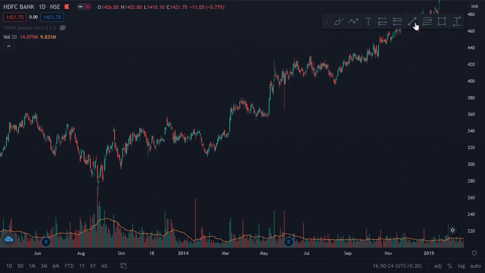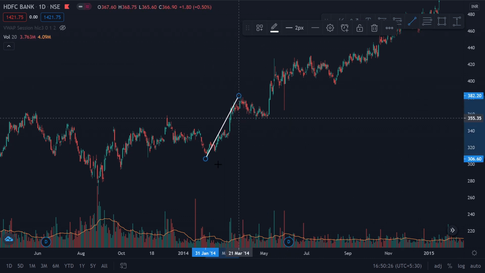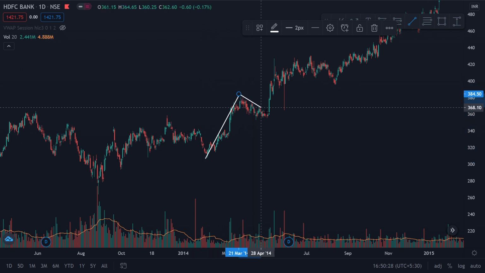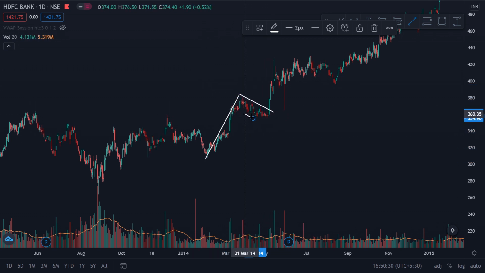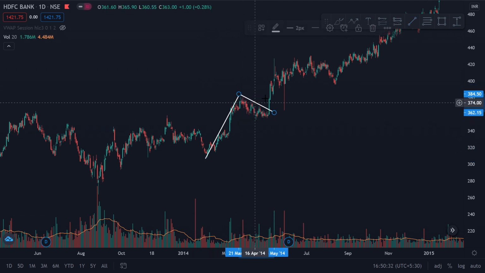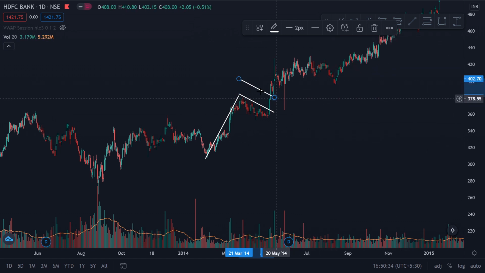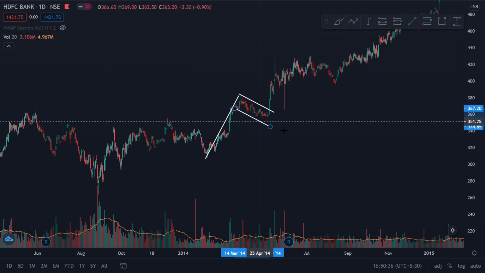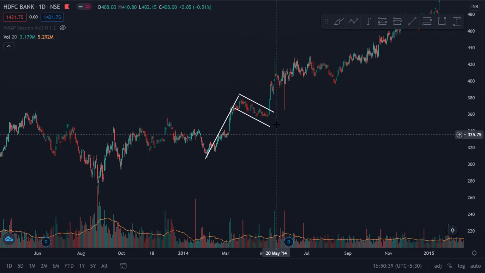So here, in hindsight, if I see, this was a flag, this was a pole, and this was a pole and flag pattern, as you can see here. Now if I clone this and drag this here, you can see a clear pole and flag pattern, and on breakout, if we buy here, obviously you can tell.